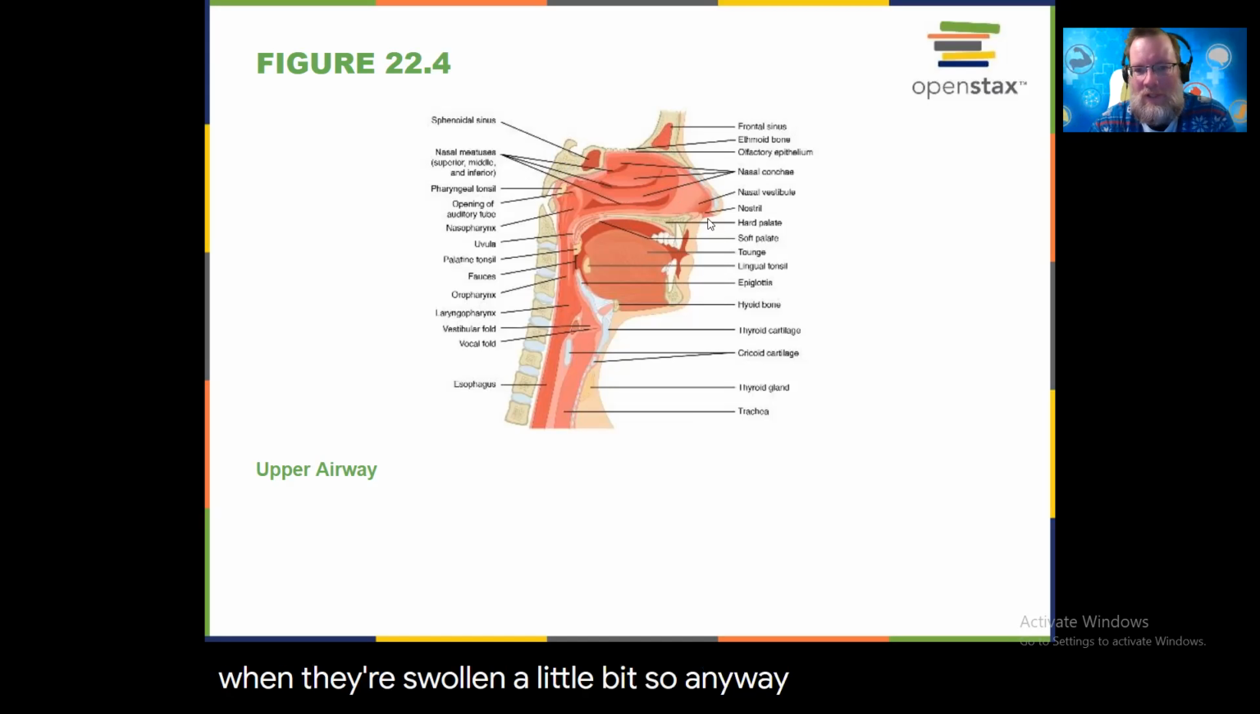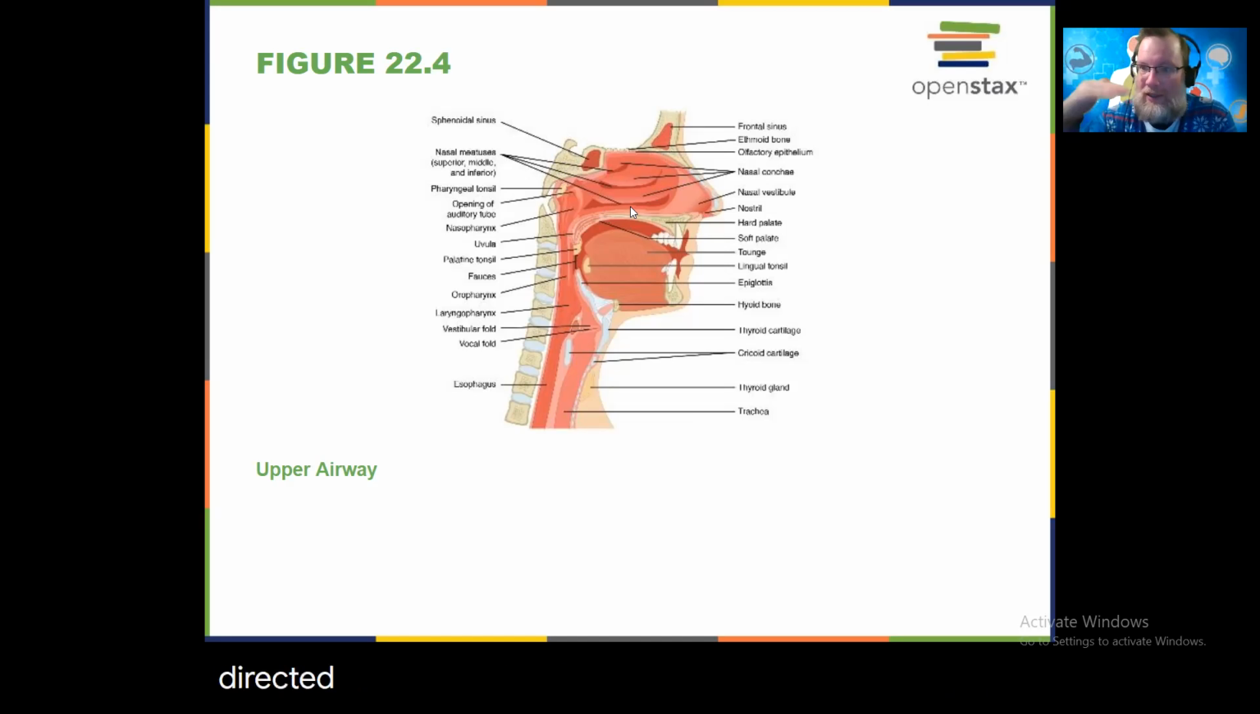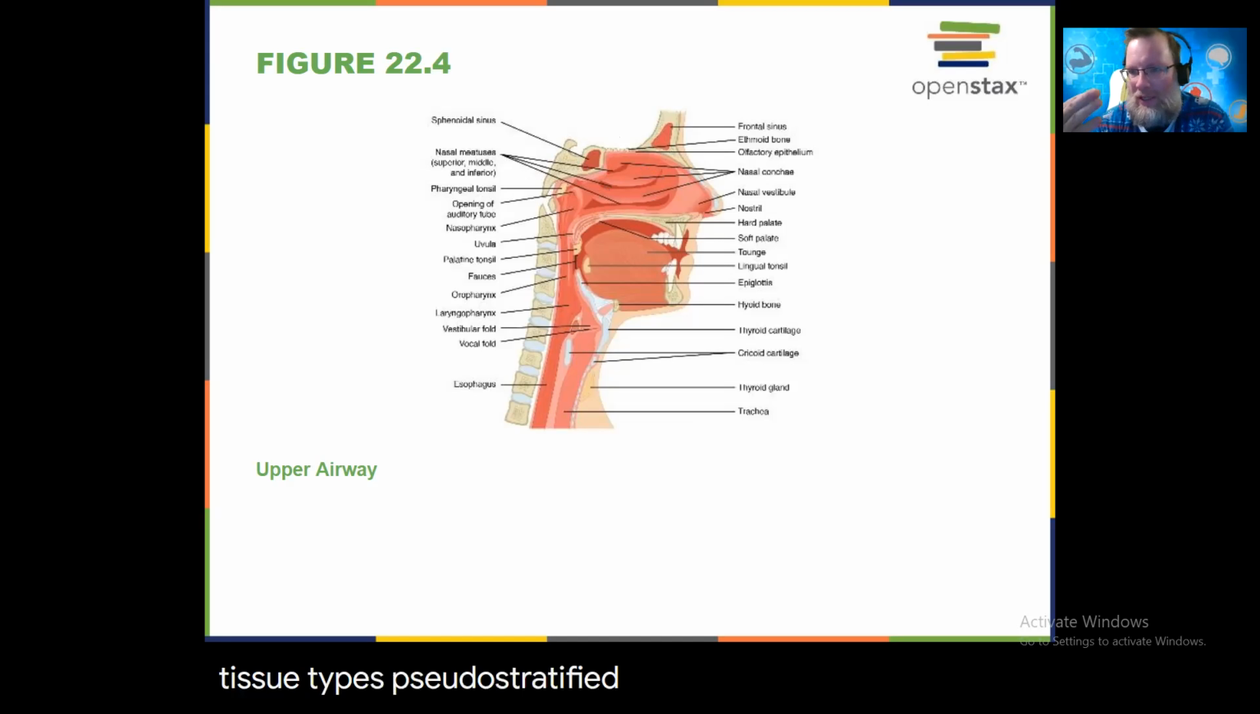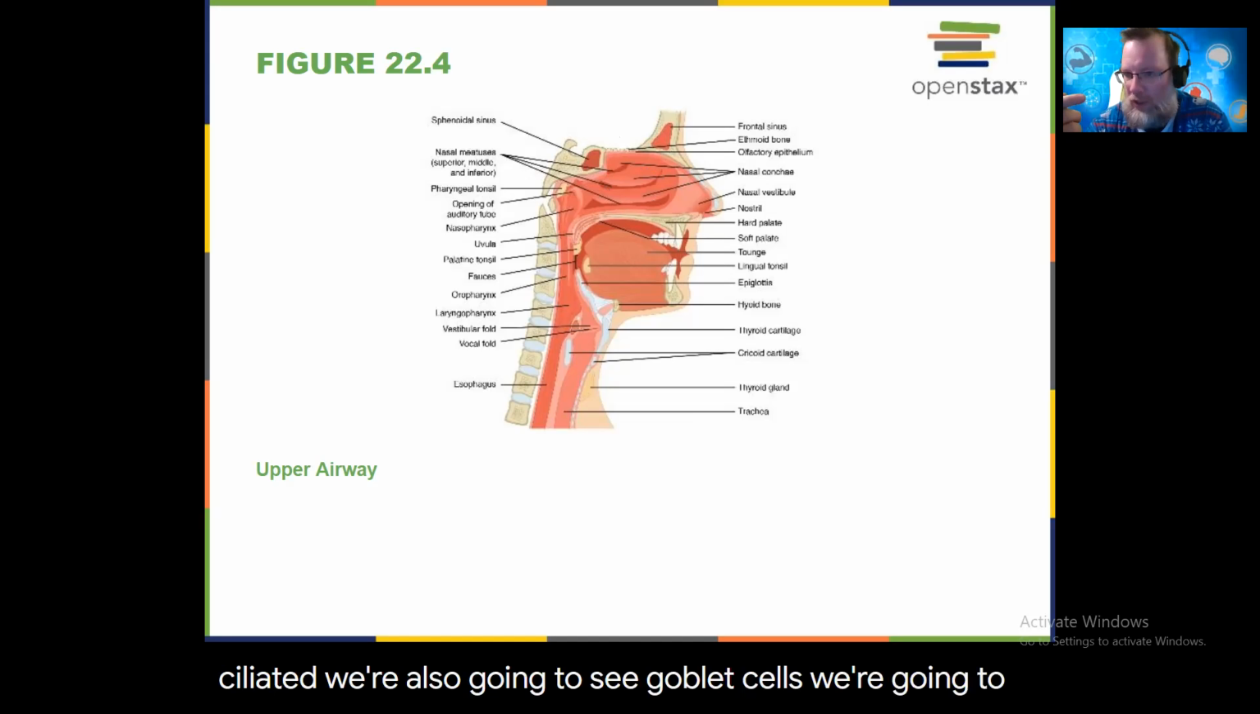So anyway, air is going to get directed because of the position of these conchae. Air is going to get directed to different areas and different sinuses. Okay. So as we leave the nasal cavity, and by the way, the nasal cavity, the whole respiratory tract is going to be lined with pseudostratified epithelium. So, going all the way back to week 2 or 3, when we were looking at tissue types, pseudostratified epithelium is going to be ciliated. We're also going to see goblet cells. We're going to see mucus production.